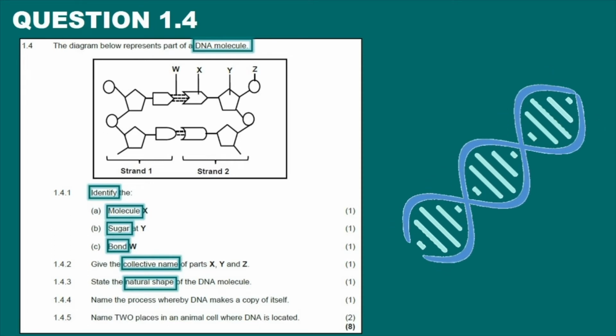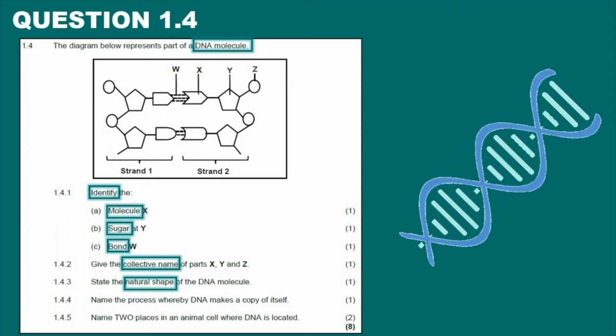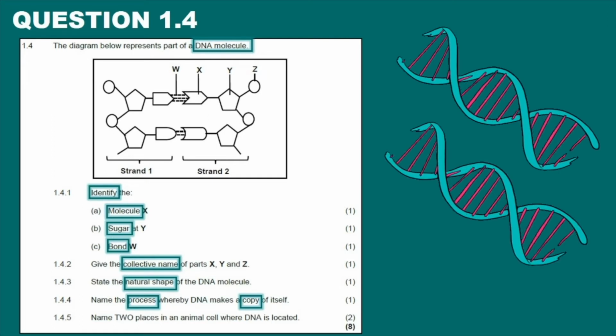Then the next question states that you have to state the natural shape of the DNA molecule. So this one is very important because we all tend to want to say that it is a helix structure. But again, remember from my summary, it is very, very important to indicate that it is a double helix structure. The next one is that we have to name a process where DNA makes an exact copy of itself. It literally goes and makes a copy of itself.